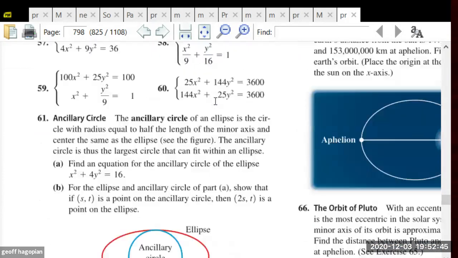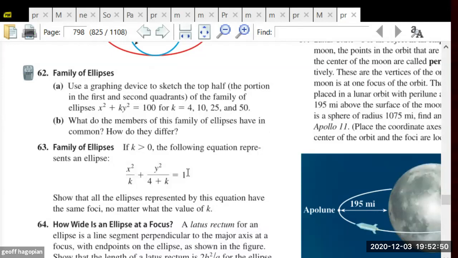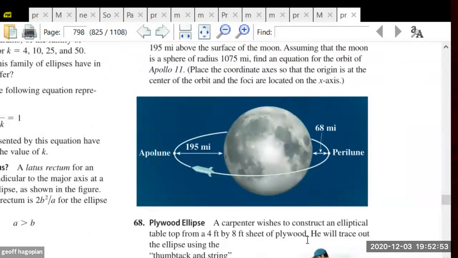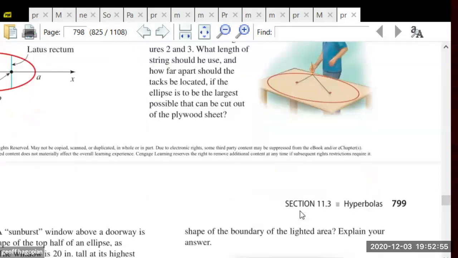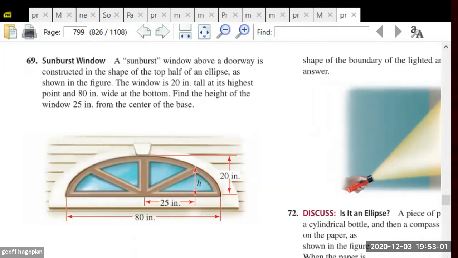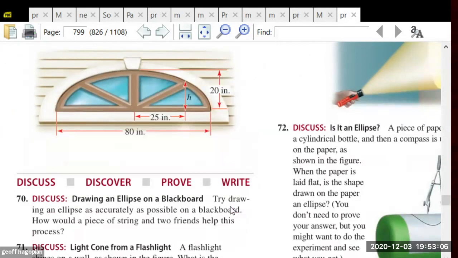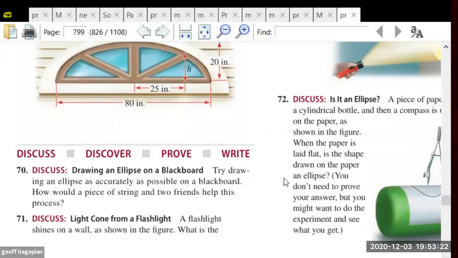Okay, so let's say we're good with the ellipse. There's the ancillary circle that fits inside the ellipse. There's quite a few applications. The plywood ellipse, then there's the flashlight ellipse. A flashlight makes a cone, and so these are all conic sections. Depending on what angle you hold your flashlight at, the shape of the light will have a parabolic edge if it's parallel to the side, or if it cuts across, it'll be an ellipse, right?